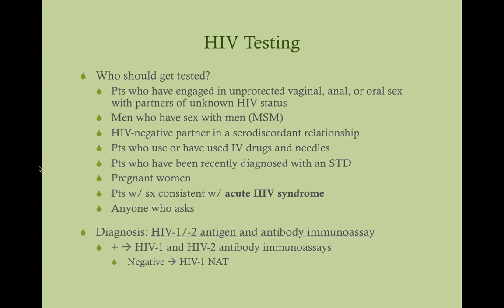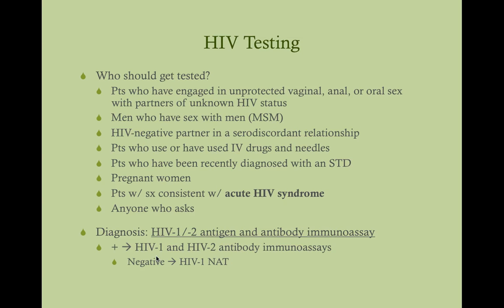Patients who have symptoms consistent with acute HIV syndrome, which we're going to talk about in a little bit, we always want to test them. This is a very, very difficult thing to pick up, but it looks a lot like mono. And in these patients, you want to be getting a sexual history on them. They may come in, they may have mono, but you want to get a sexual history on patients who come in looking like this.